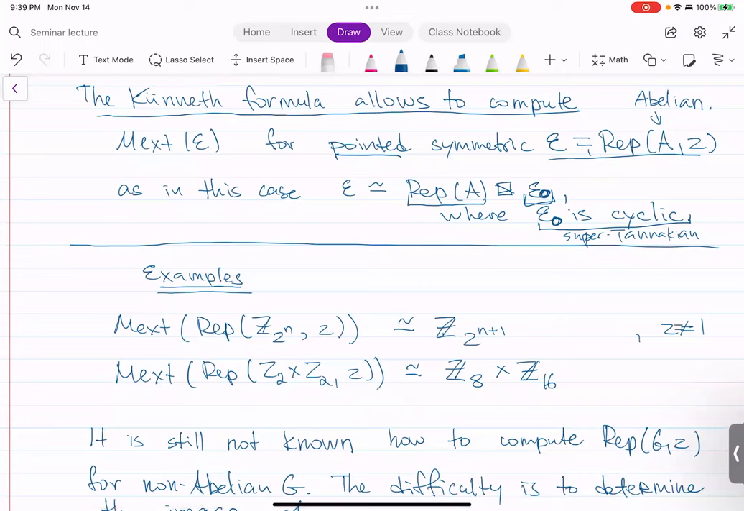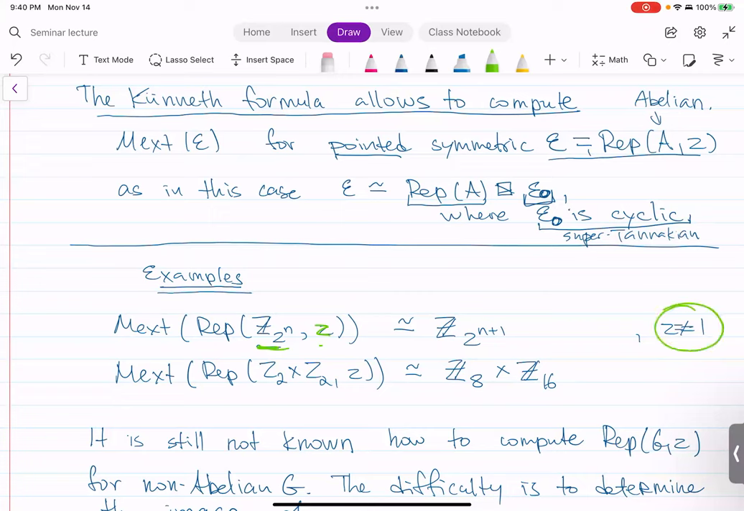Here, of course, it's only interesting when your abelian group is a two group, because the odd part is necessarily Tannakian, so you don't gain anything new. So we can take the cyclic group of order 2 to the n, I'm sorry, and take z, a non-trivial element of this group.